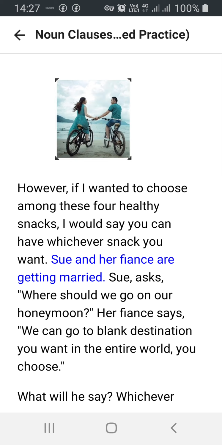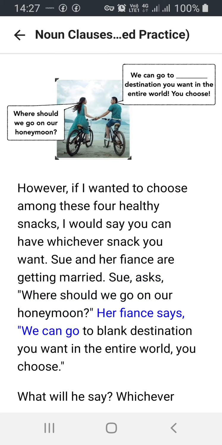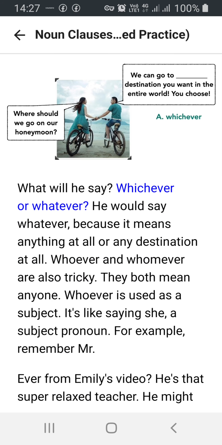Sue and her fiancé are getting married. Sue asks, where should we go on our honeymoon? And her fiancé says, we can go to blank destination you want in the entire world. You choose. What will he say? Whichever or whatever. He would say whatever because it means anything at all or any destination at all.